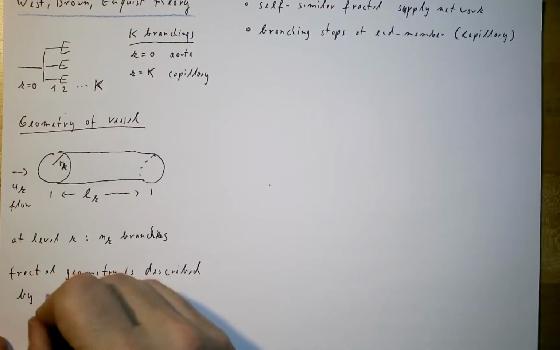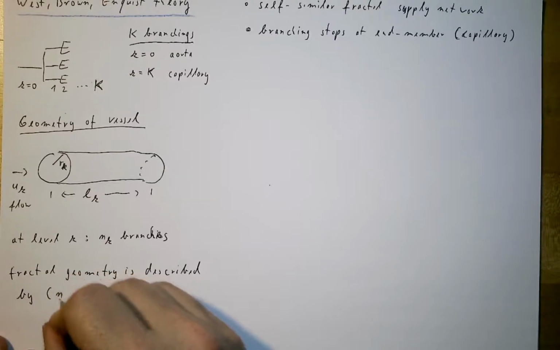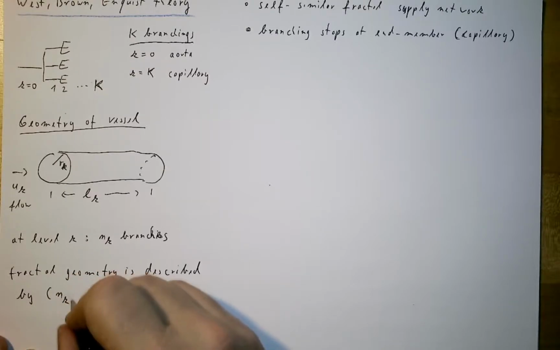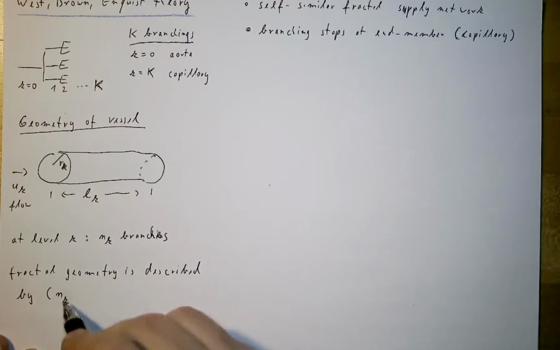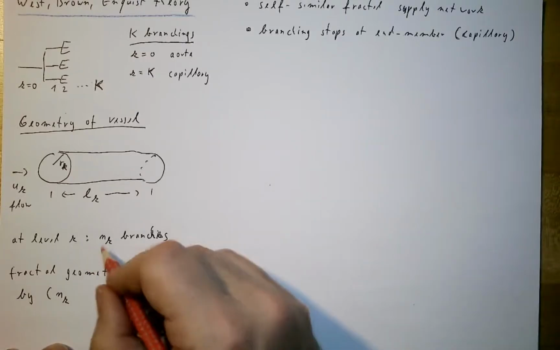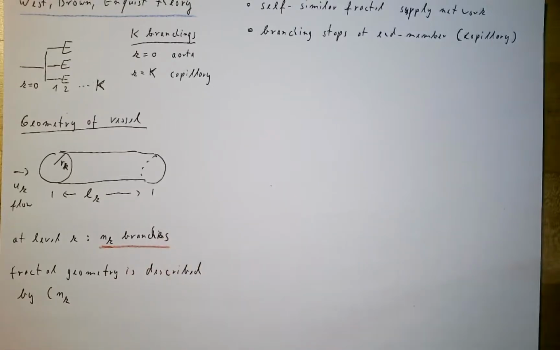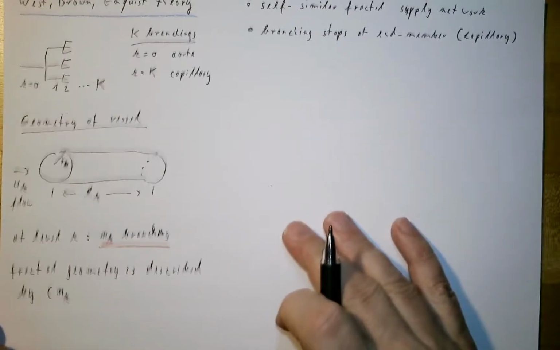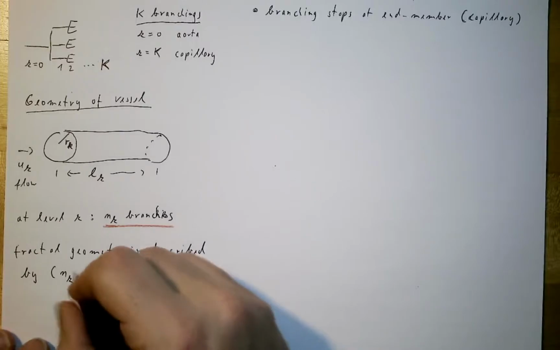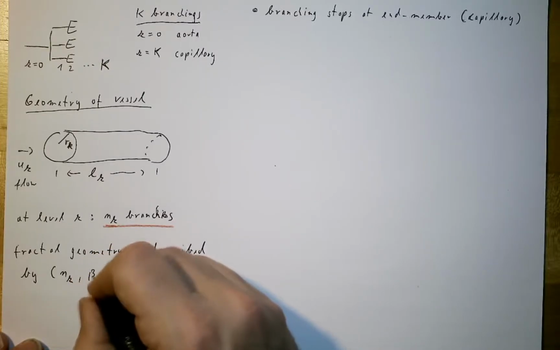By the information on the number of branches and K, and then we need scale factors. Okay, we'll introduce them directly. I should have done this before.